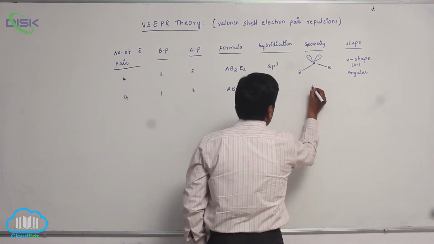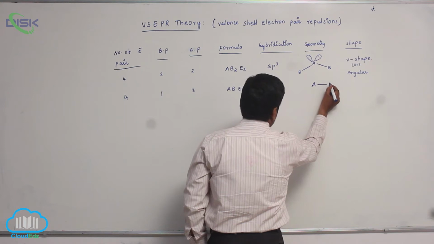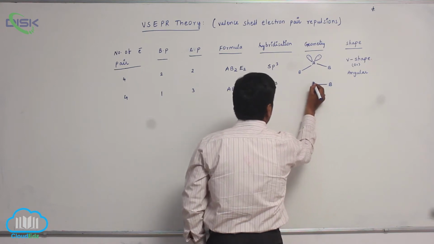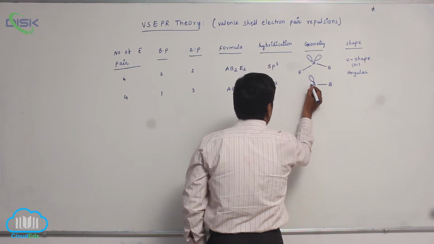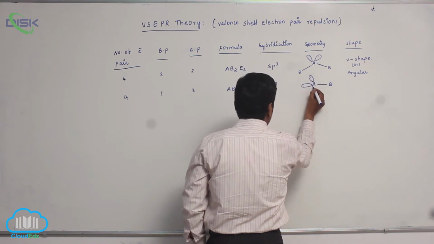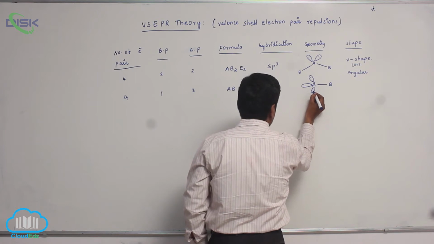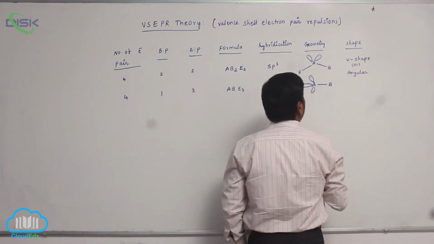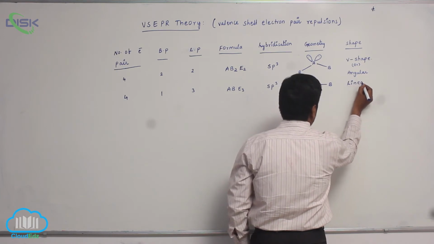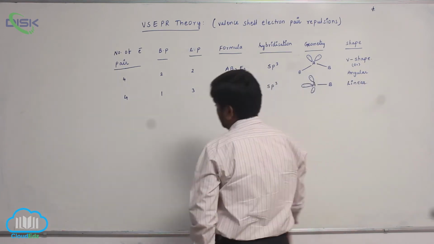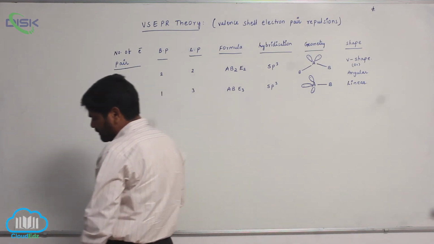Generally, this is A, B, here lone pair, here is also lone pair, then like this. Okay, this is V shape, it is linear shape.